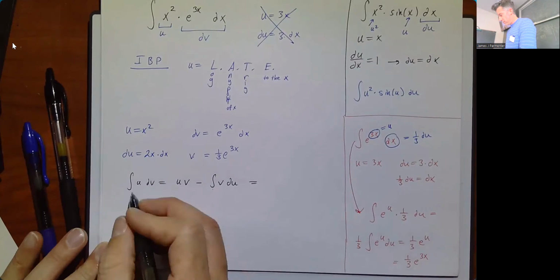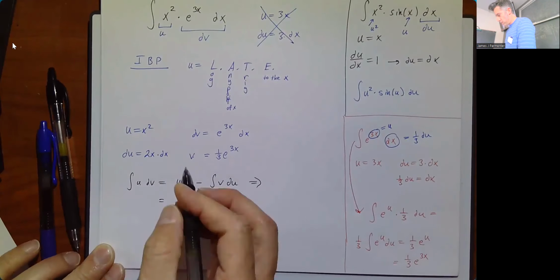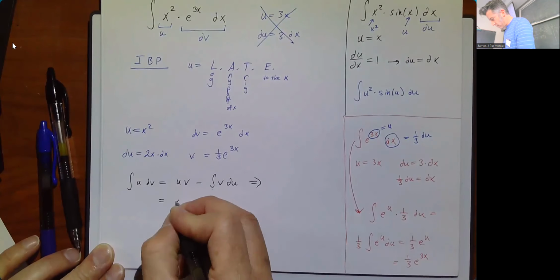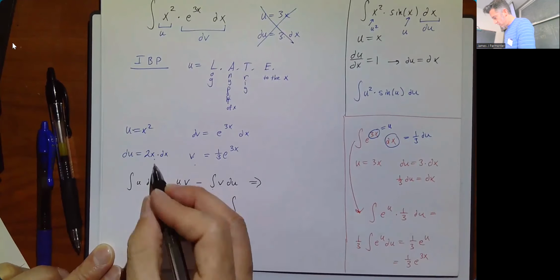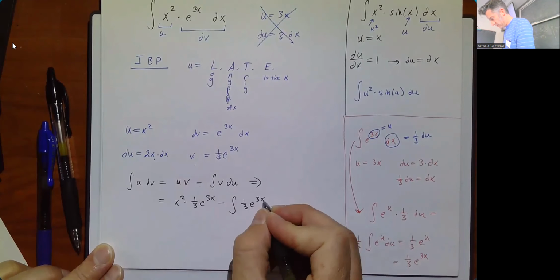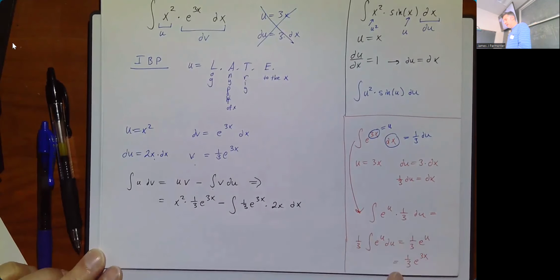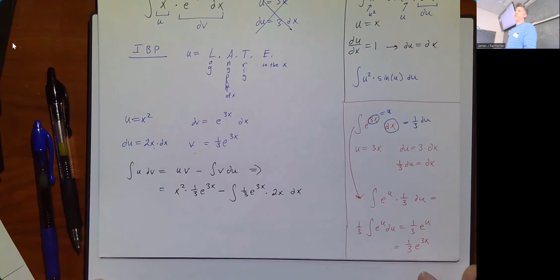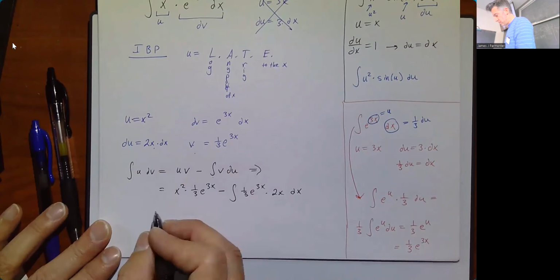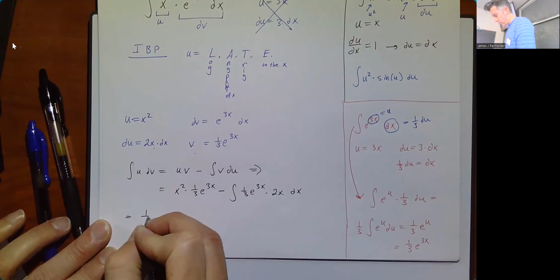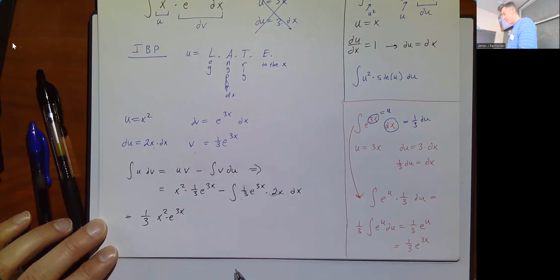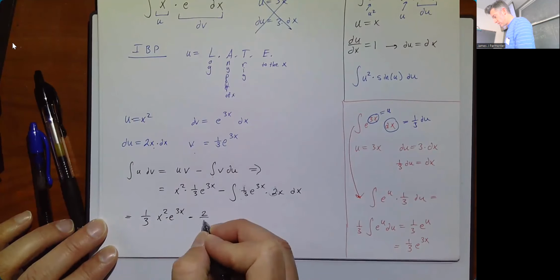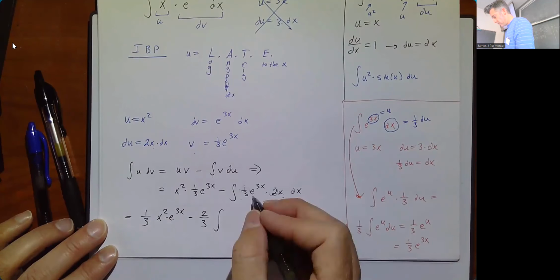So here, our integral of u dv is going to equal u times v. So x squared times 1/3 e to the 3x minus the integral of v du, which is 1/3 e to the 3x times 2x dx. Now here's the bad news. We have to do integration by parts again. It's not that bad though, I promise. So I'm going to rewrite this just a little bit. I'm going to rewrite this as 1/3 x squared times e to the 3x, and the 1/3 times 2, I'm going to bring out in front of this integral and write it as minus 2/3 times the integral of x times e to the 3x.